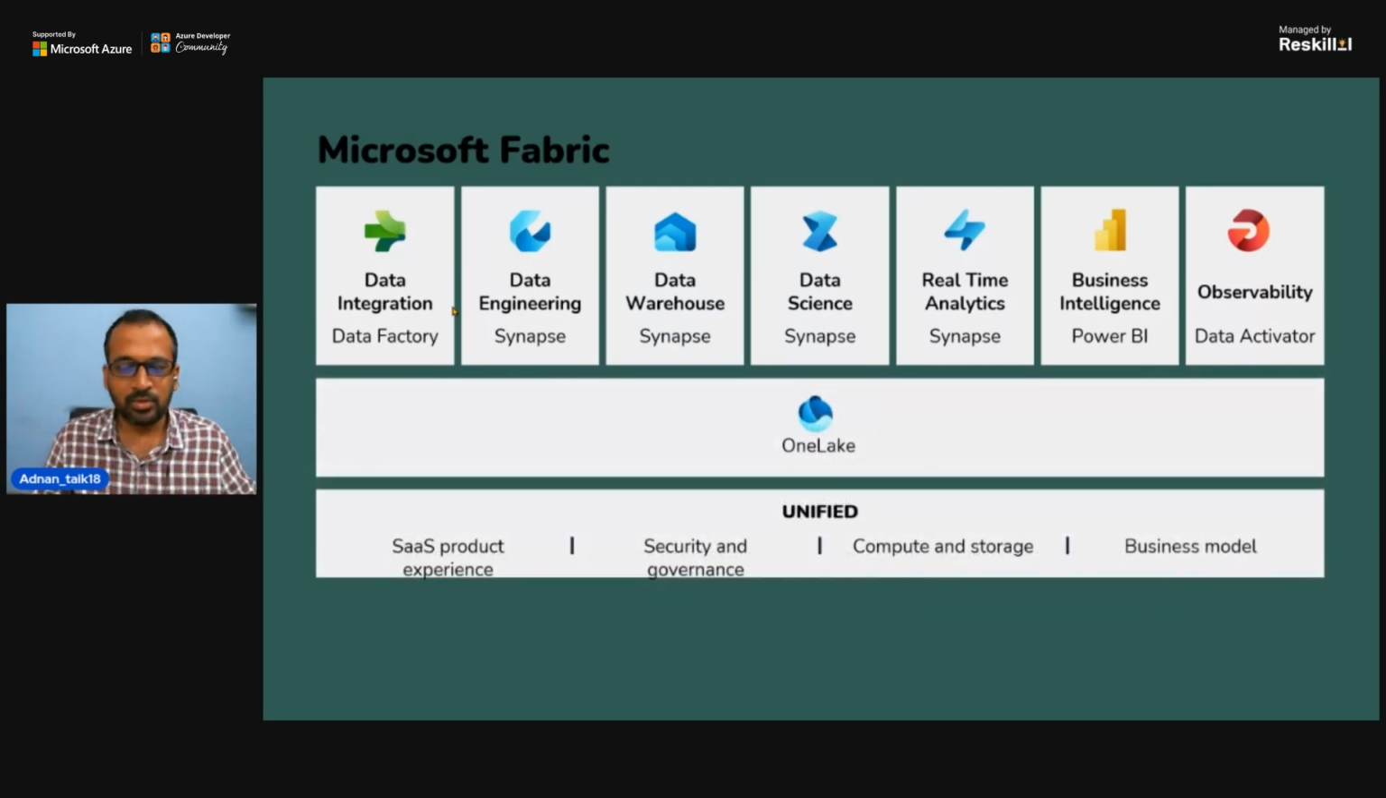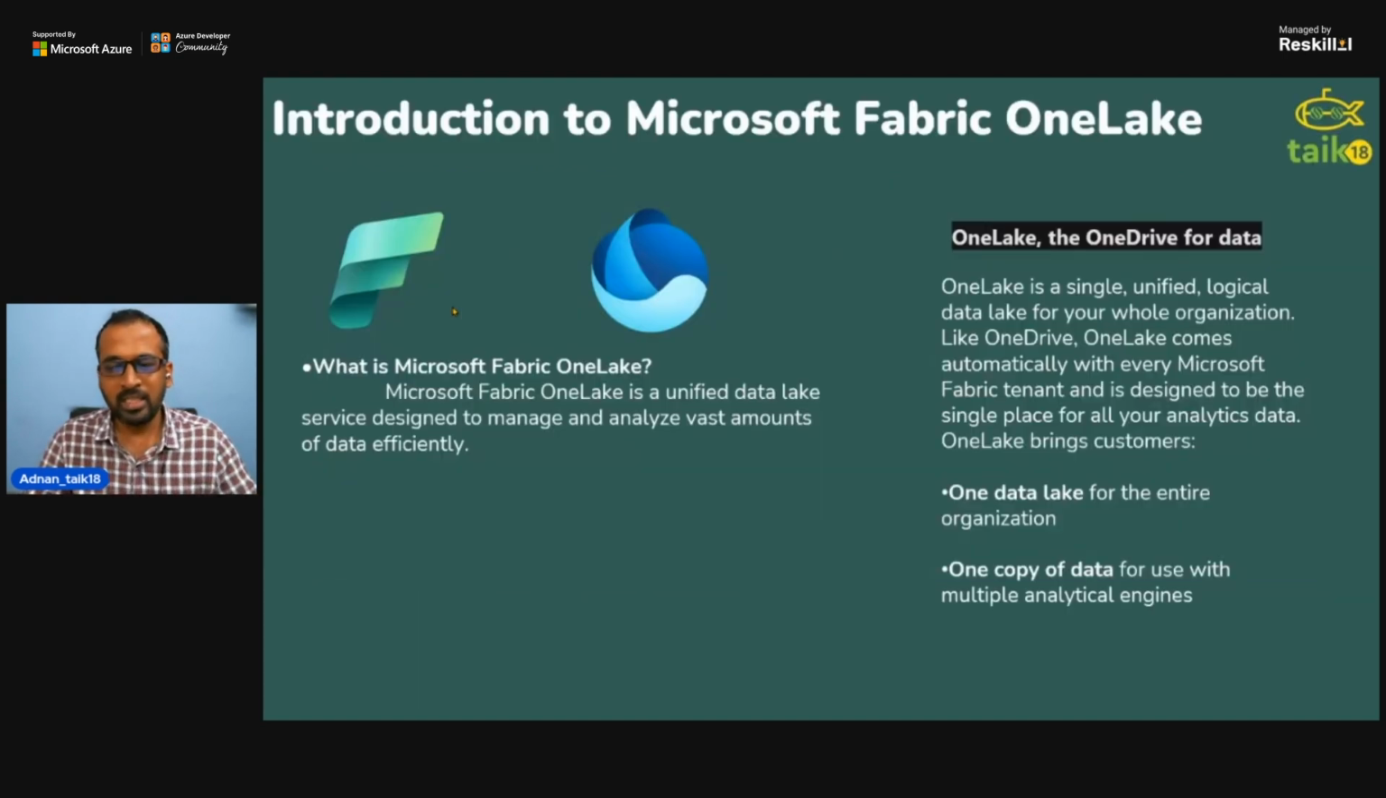So all these things are actually backed by one single location, which is OneLake. So what actually is OneLake? OneLake is basically OneDrive for the data. Like we are using Gmail, we have Google Drive, we have Hotmail. If you're using Office 365, then we have OneDrive for that.